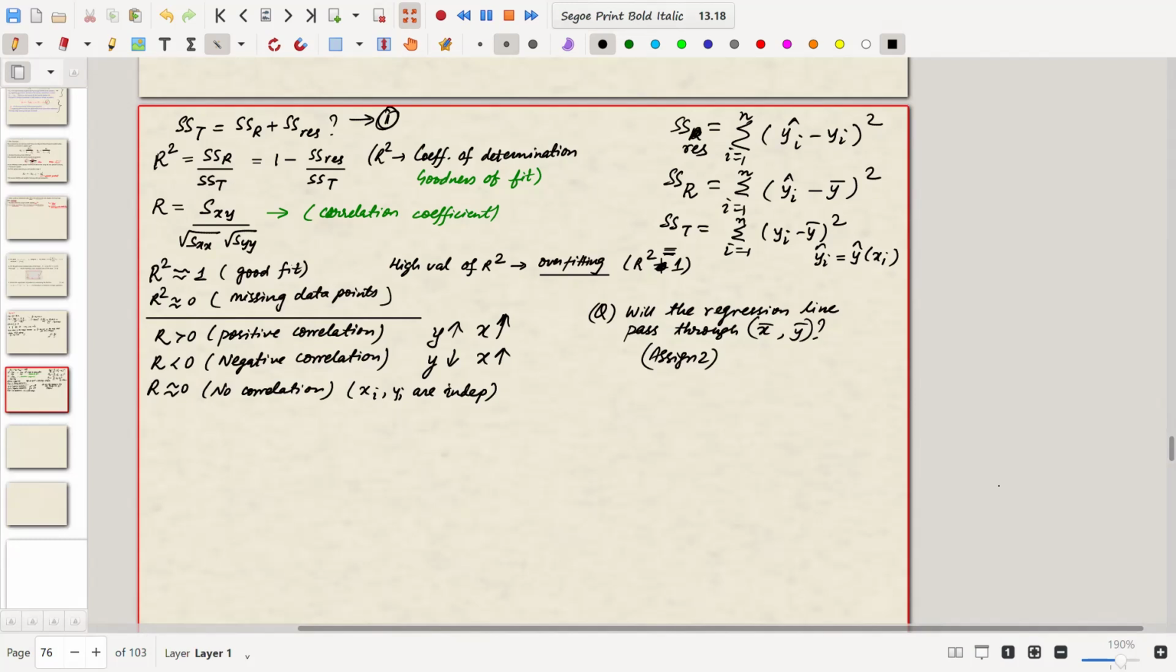Okay, so the idea is simple. It will be in my notes. From equation number 1, SST equals SSR plus SS res, you can derive Sxy, the cross correlation coefficient. The correlation coefficient formula comes from equation 1 itself. So if you know how to derive equation 1, you can derive R. Now what is Sxy? You tell me. Sxy, Sxx, Syy.